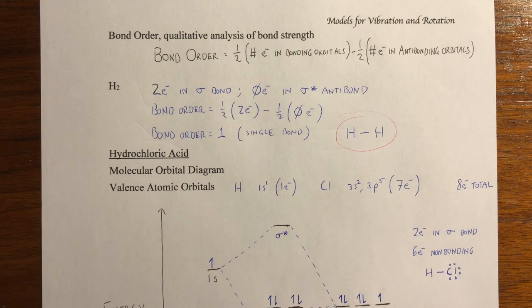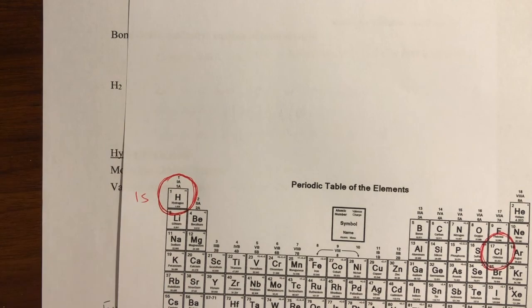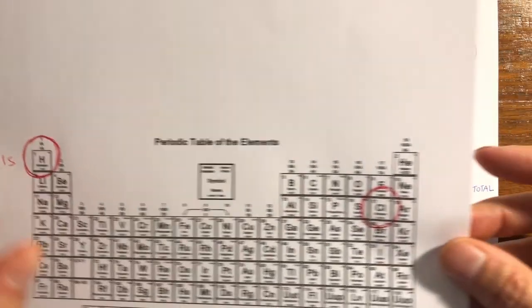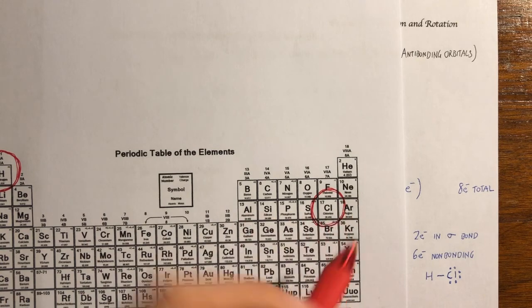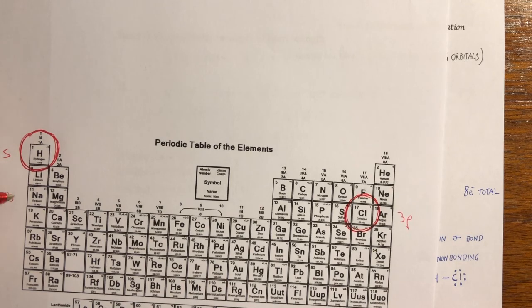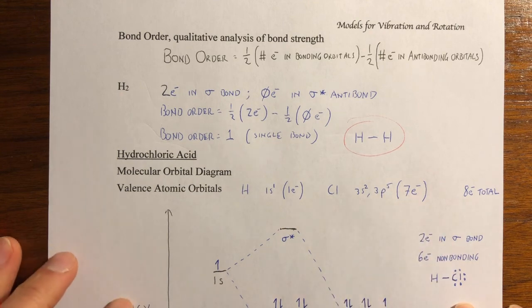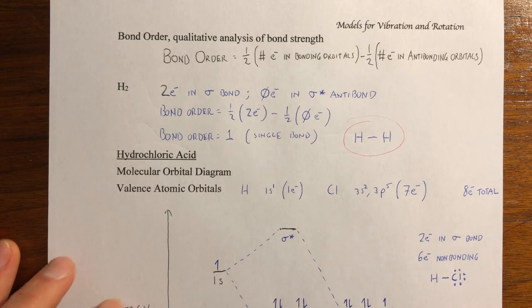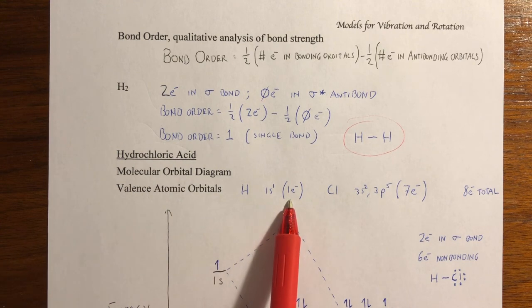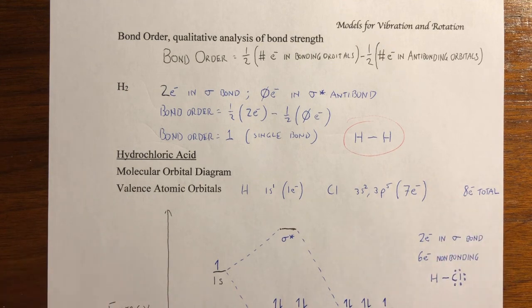That's just coming from the periodic table, where hydrogen is a 1s orbital, and that's all it is. And chlorine is down here in the main group, and here we have our 3p orbital that has 5 electrons in it, and our 3s is full and has 2 electrons. So 3s2, 3p5, for a total of 7 electrons from chlorine. The number of electrons that we're going to have in our molecular orbital diagram is the sum of hydrogen, 1, and chlorine, 7, to give us 8 electrons total. So let's just keep that in mind.